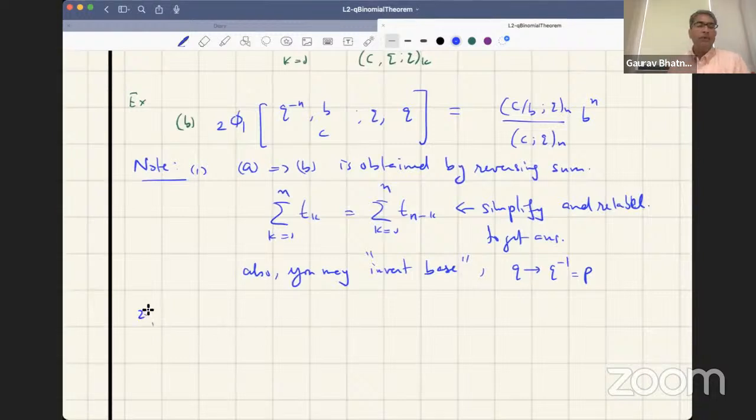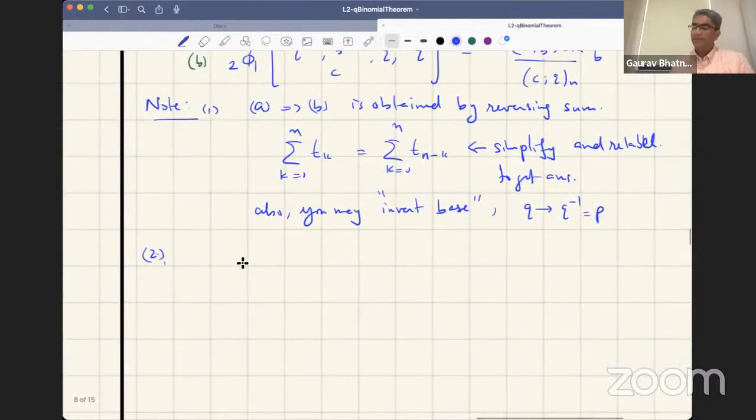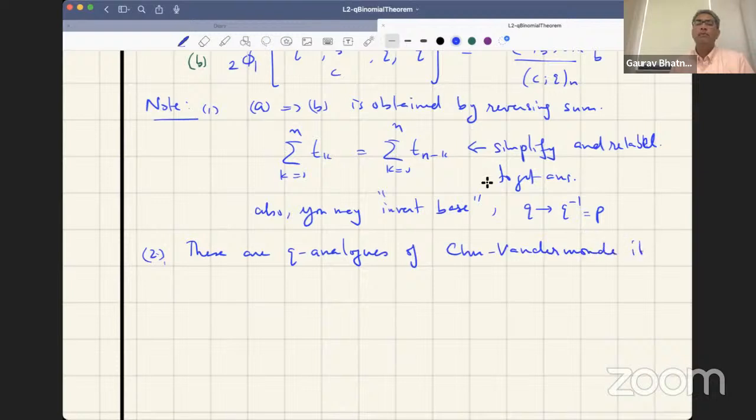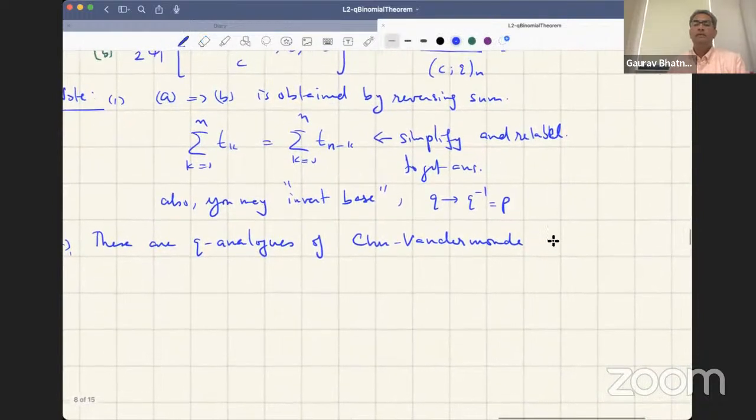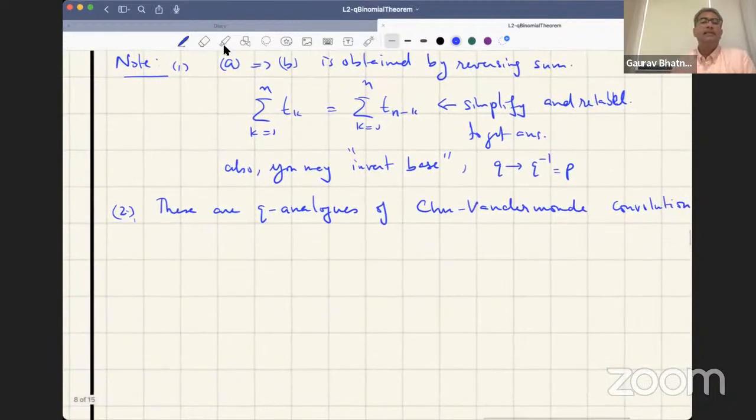And the other note again, which I will not explain, is that these are Q analogs of very popular identities from high school. So these are Q analogs of what are called Q Vandermonde identities. Convolution. And this Vandermonde, this guy was a very old person, from the 1700s, Vandermonde, who discovered this identity.